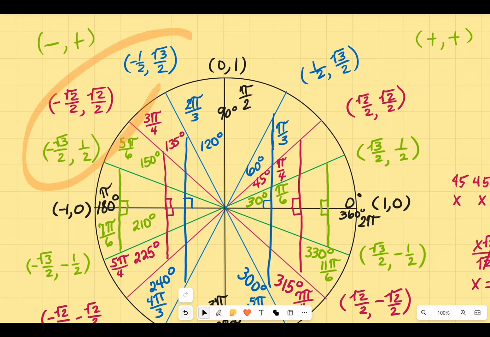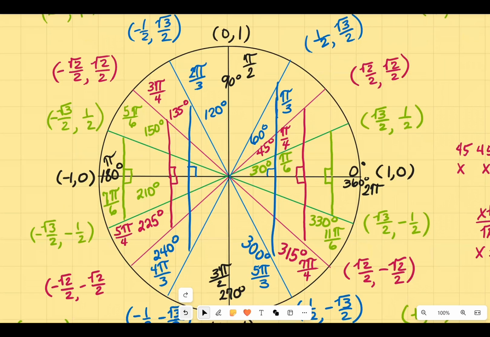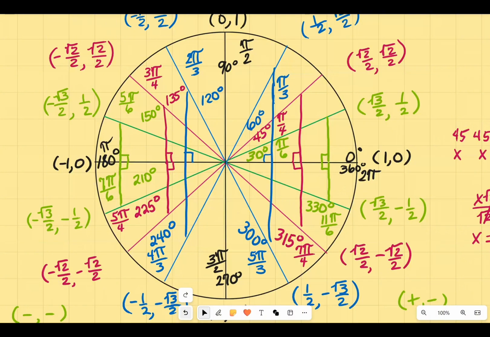You just have to know the signs. So I think this is all that you will need to know. Make sure that you practice, because you will see this often. Make sure your signs are good.